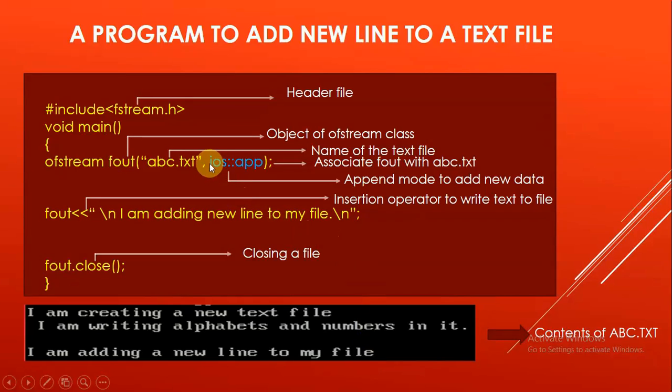Please remember again, I am saying ios::app is very important. This is the append mode. Append mode always opens your file and puts the file pointer at the end of the file. So whatever you want to add, you can add only at the end of the file. After the last content of the file, new content is added.